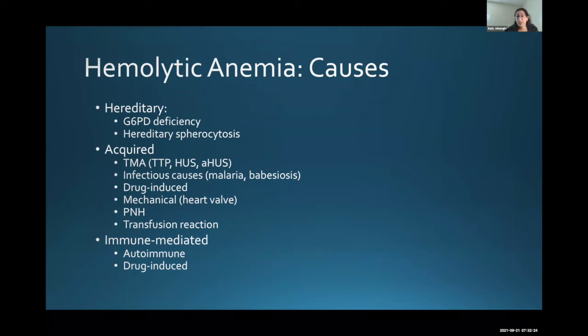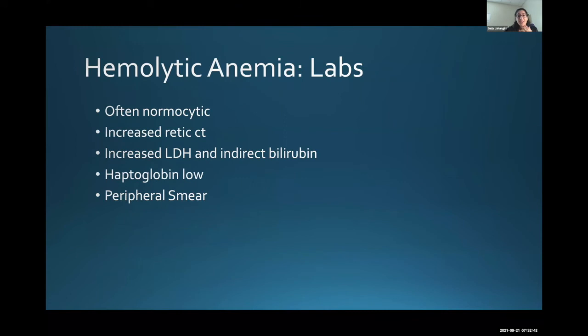Mechanical heart valves can cause shearing and destruction of red blood cells as well. Paroxysmal nocturnal hemoglobinuria, and then transfusion reactions. Usually that one is pretty obvious, because you know you've recently transfused a patient, and then they would have that hemolytic process. And then the autoimmune, and we'll talk more about all of these.